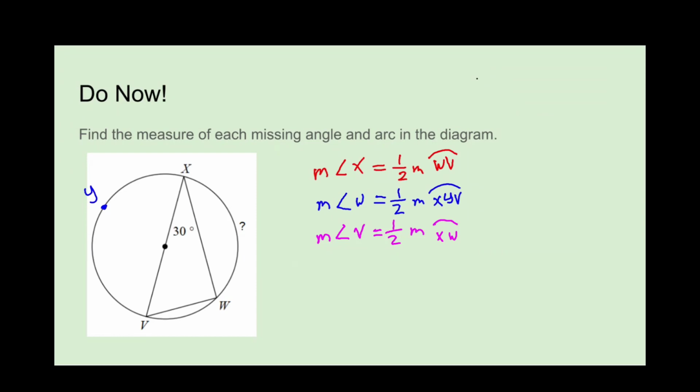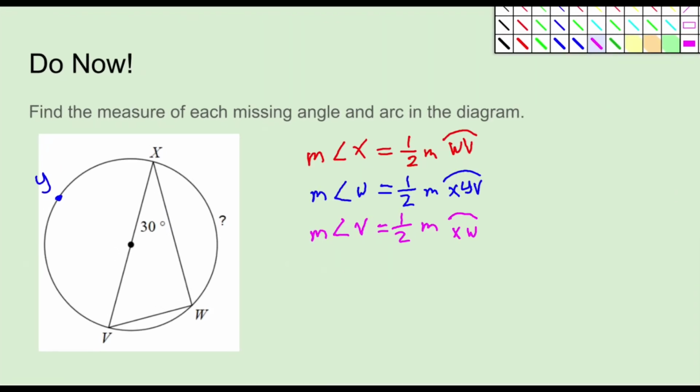Alright, let's go over this one now. This is a challenging one. First thing, find the measure of each missing angle and the arc in the diagram. The triangle has 3 angles, so we need to find those, and the arc. There are 3 different arcs created by that triangle.